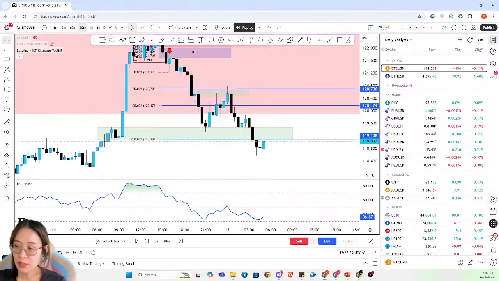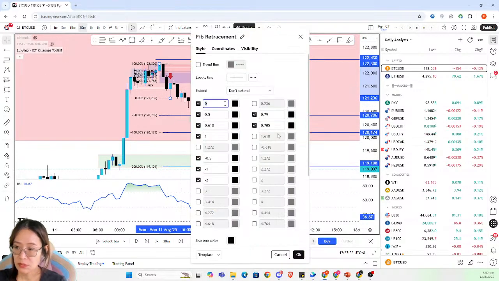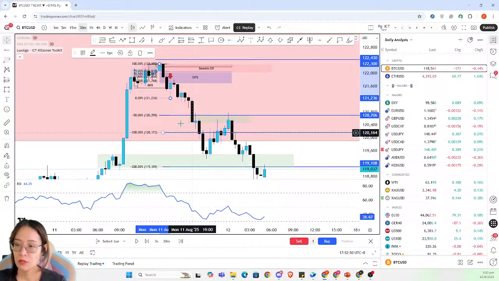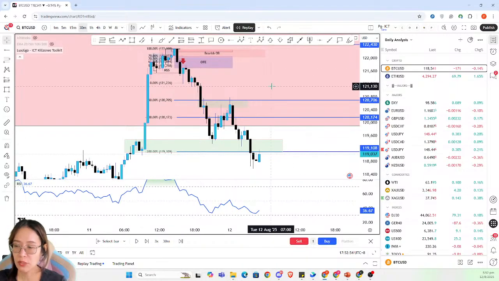So this is the setting. Okay, for the take profit, I will just put this one. TP1 negative 0.5, TP2 negative 1, TP3 negative 2. No, TP1, TP2, TP3, basically. Okay, so this is how you get the entry.